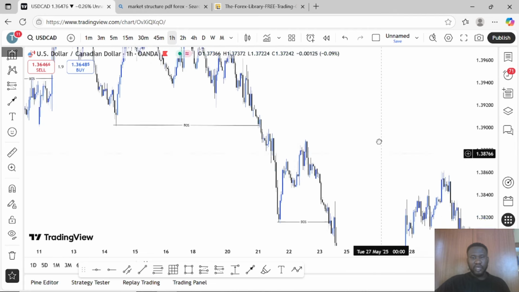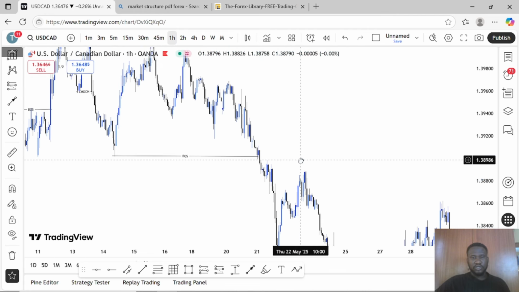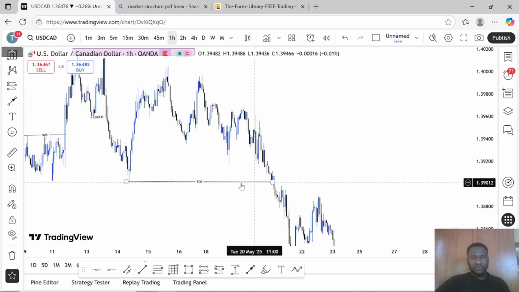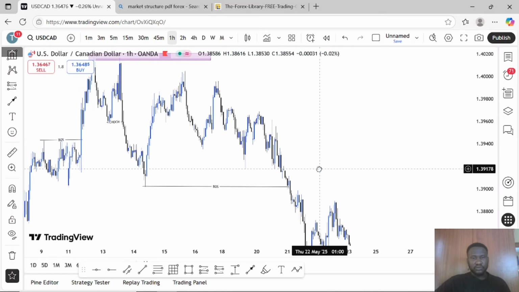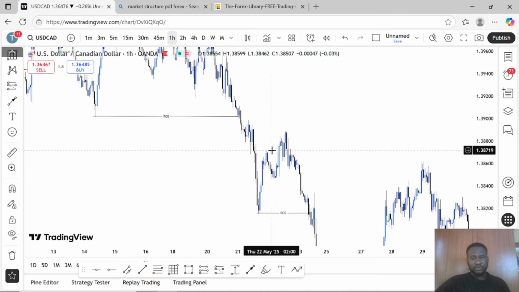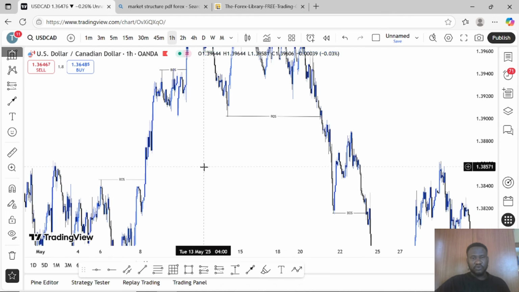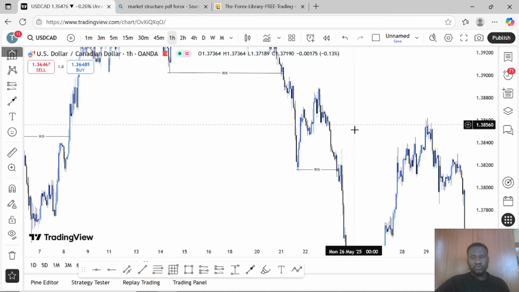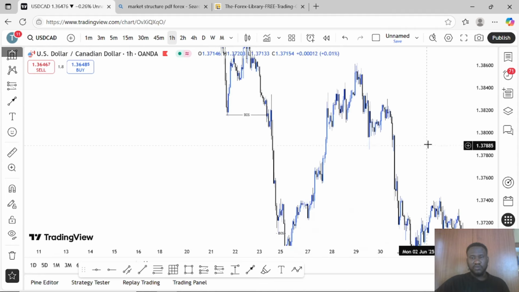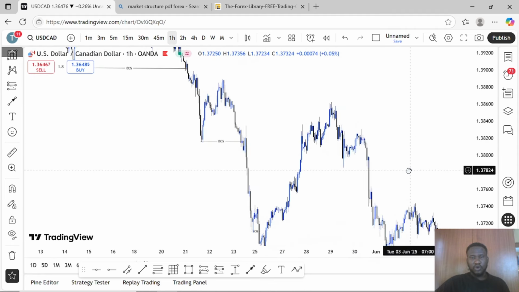So let us say when we are having this last break of structure here, we have a break of structure here, right? If you want to identify, what you will need to keep doing is to keep looking for opportunity to sell.